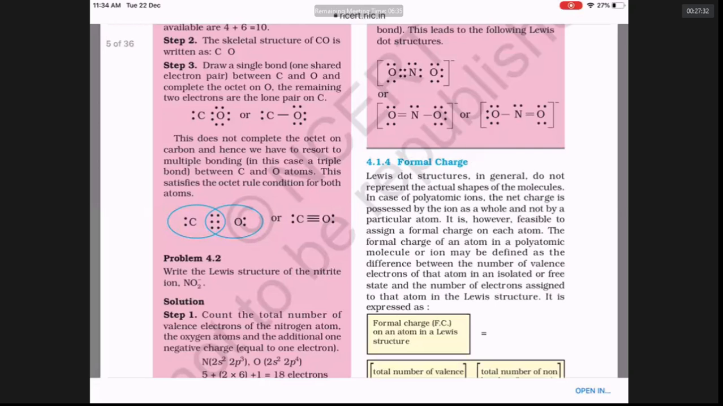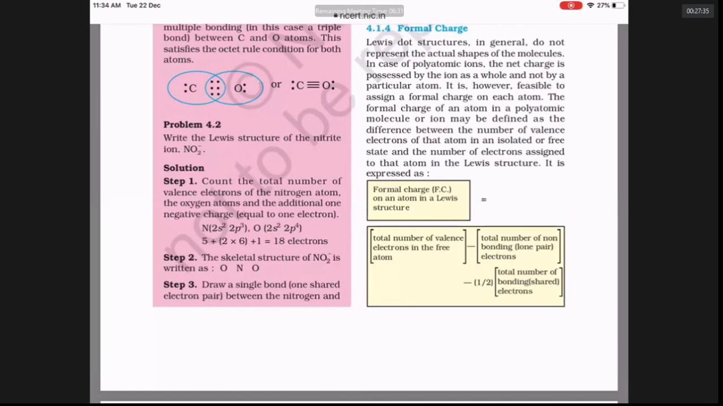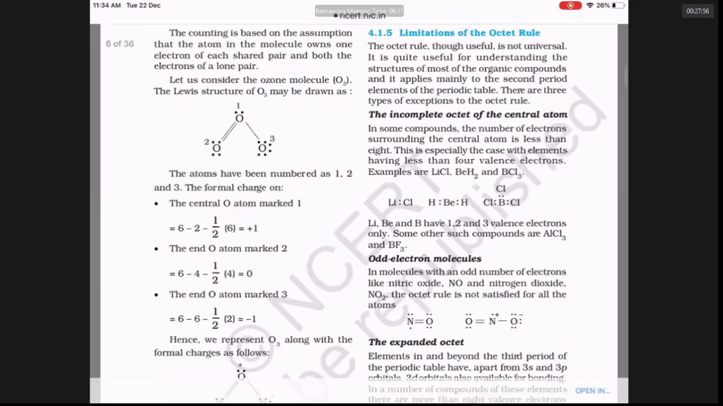Formal charge, how to calculate. I gave a shortcut way. Formal charge is equal to expected electrons minus available electrons. Expected electrons means total valence electrons in the free atom. Available electrons means the number of electrons in lone pairs plus half of the number of electrons in bond pairs. How it is applied for ozone, and the limitations of the octet rule.